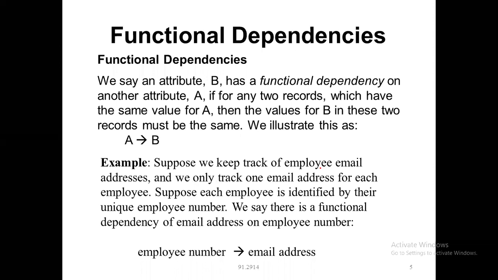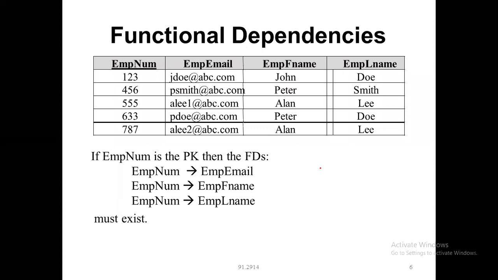We also came across functional dependency. That means how one attribute depends on another attribute, and we went through various examples. Say we have employee number, employee name, first name and last name. The underlined one you see here is called the primary key, and this primary key has functional dependencies like email, first name and last name. So these are the functional dependencies.